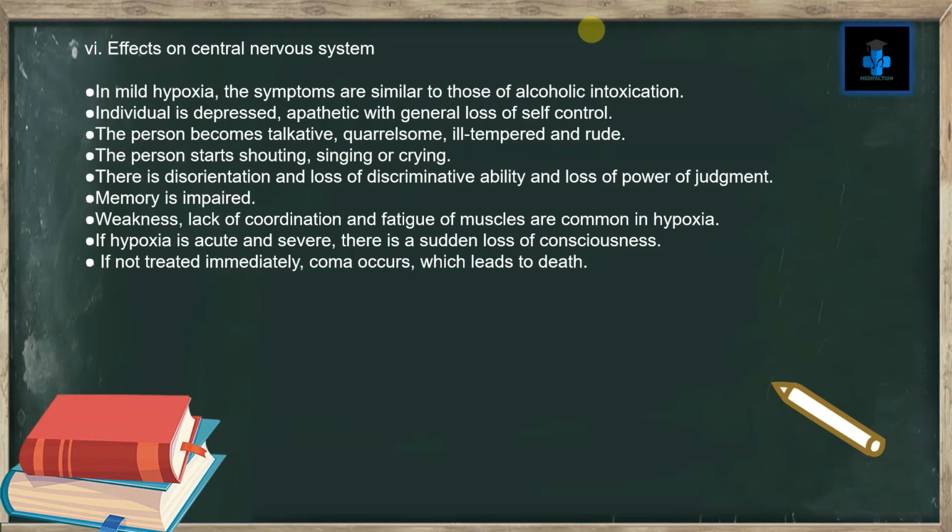There is disorientation and loss of discriminative ability and loss of power of judgment. Memory is impaired. Weakness, lack of coordination, and fatigue of muscle are common in hypoxia. If hypoxia is acute and severe, there is a sudden loss of consciousness. If not treated immediately, coma occurs, which leads to death.